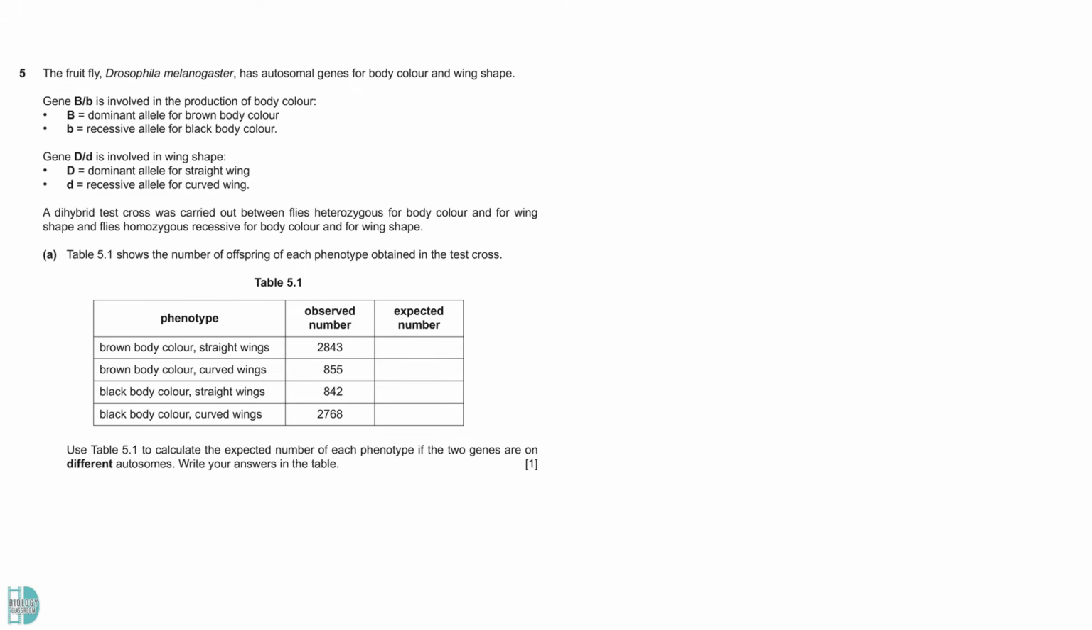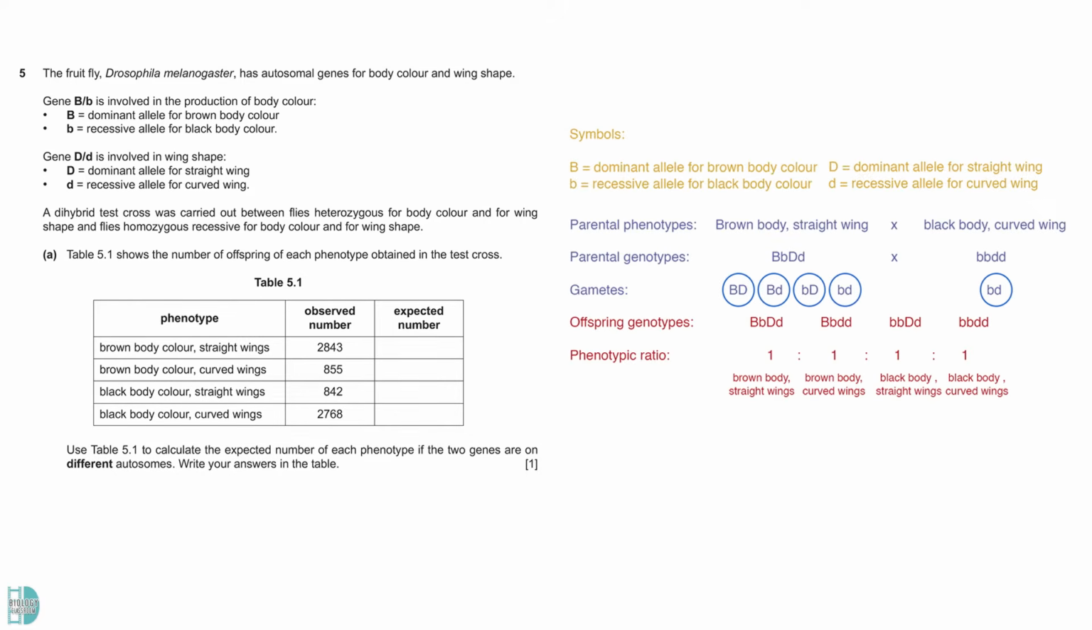Question 5 talks about the genes that control the body color and wing shape of the fruit fly. A wants you to calculate the expected number of each phenotype for a dihybrid cross, involving a heterozygous fly for both characteristics and a homozygous recessive fly for both. You can take a look at the genetic cross that I have done.